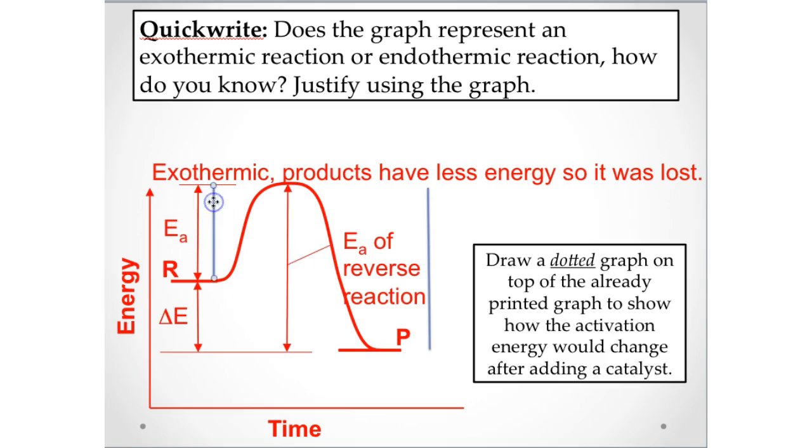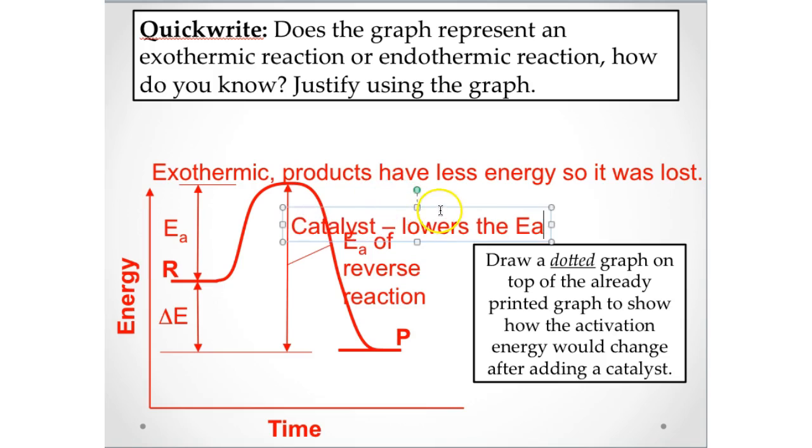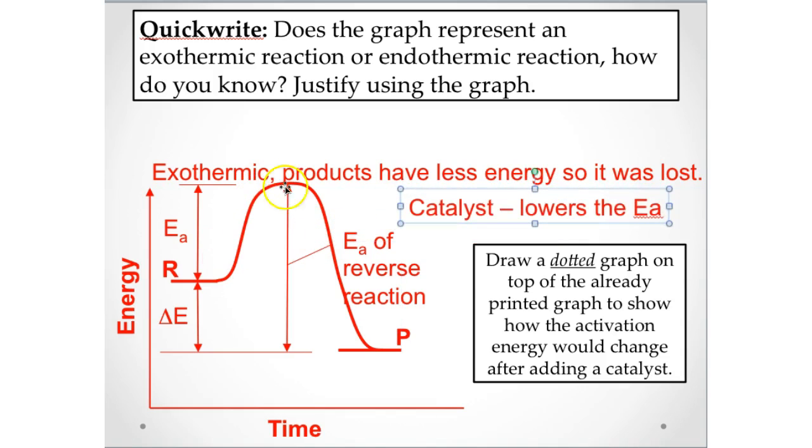And what does this mean, this activation energy of the reverse? It says here to draw a dotted graph on top of this graph, to show how activation energy would change. How would activation energy change after adding a catalyst? So go ahead and make a guess, or try. But the definition of a catalyst, if you don't remember, a catalyst lowers the activation energy. So it would lower this hill.